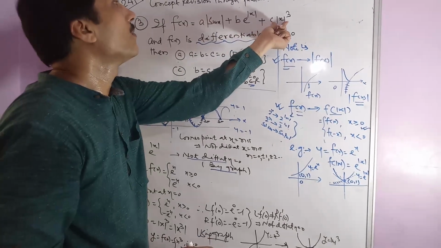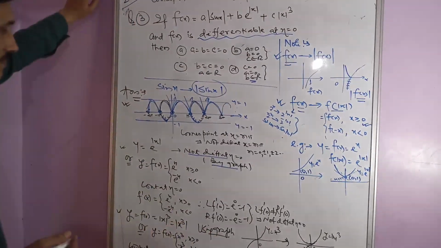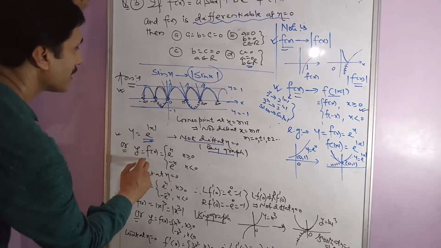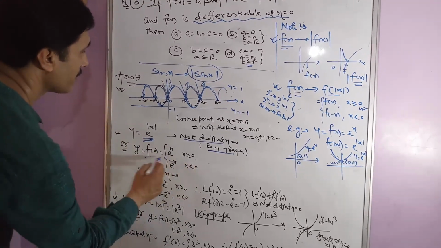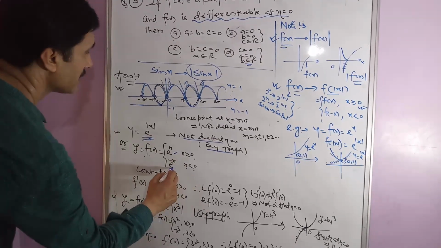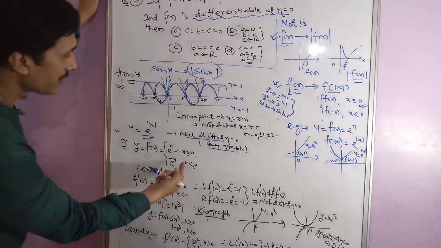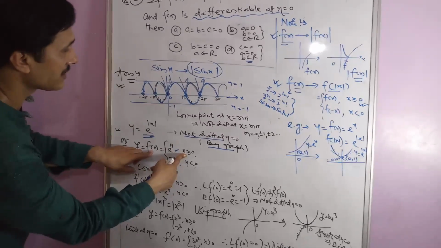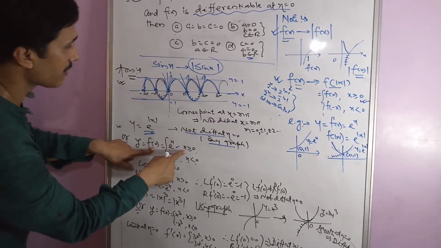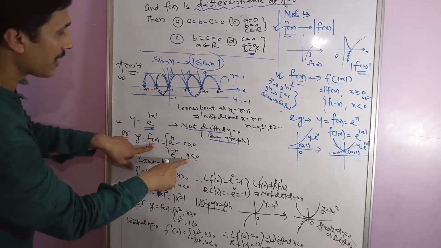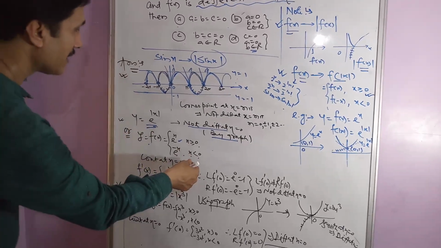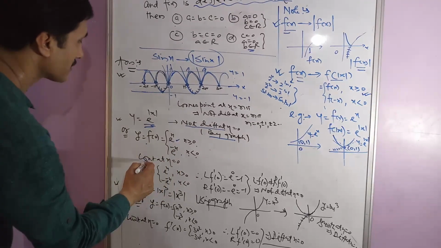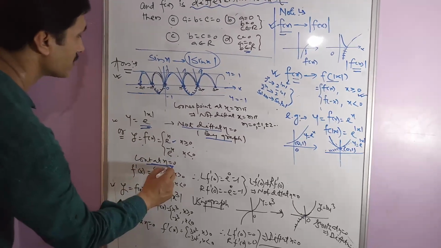Now we see |x|^3. Here e^|x|, analytically: when x ≥ 0, f(x) = e^x, and x < 0, e^(-x). Clearly, when x = 0, e^0 = 1. When x > 0, the right hand limit is e^0, again 1. And when x < 0, e^0, again 1. The function is continuous at x = 0.